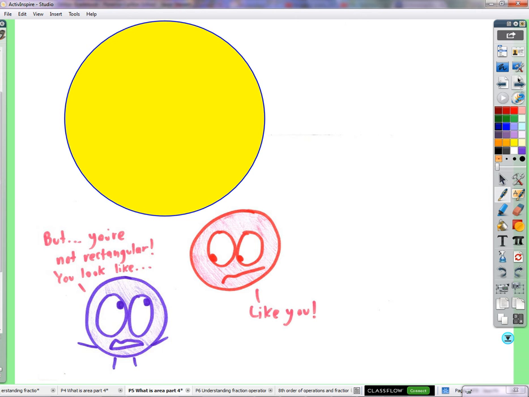Three, four. And that number's called? Pi. Okay, so the circumference is pi times the diameter, right? 3.14 diameters. 3.14 times the diameter will give me all the way around the circle. Right? So here's the diameter.